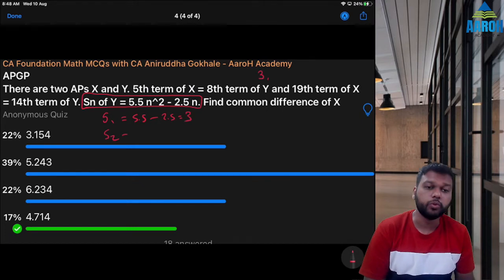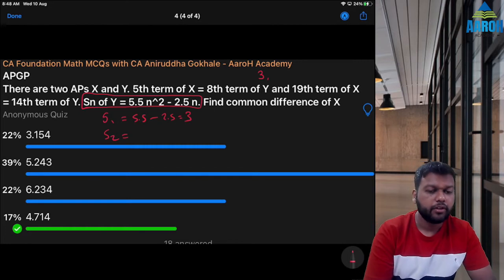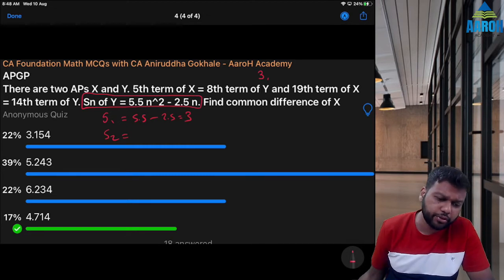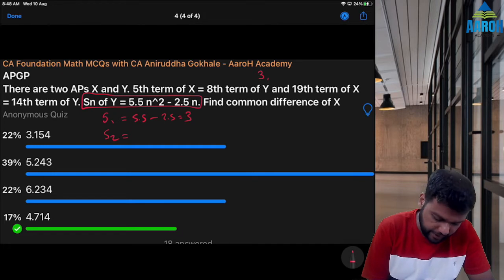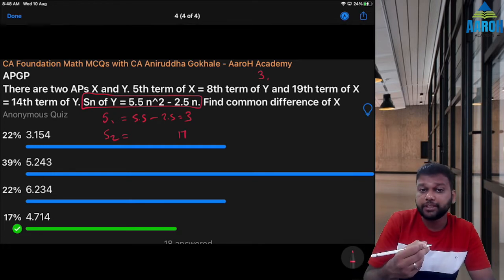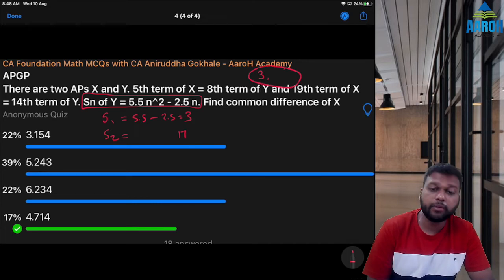Let's find S2. S2 will be 5.5 into 2 square, 2 square is 4, minus 2.5 into 2. If you press MRC, you should get 17. If the sum of the two terms is 17, that means the second term is 17 minus 3, which is 14.